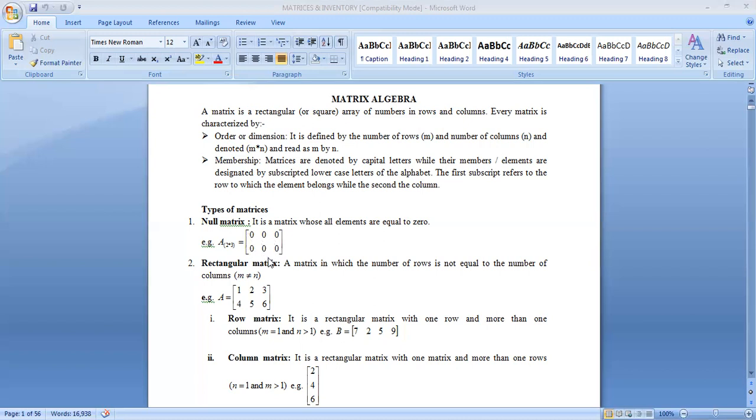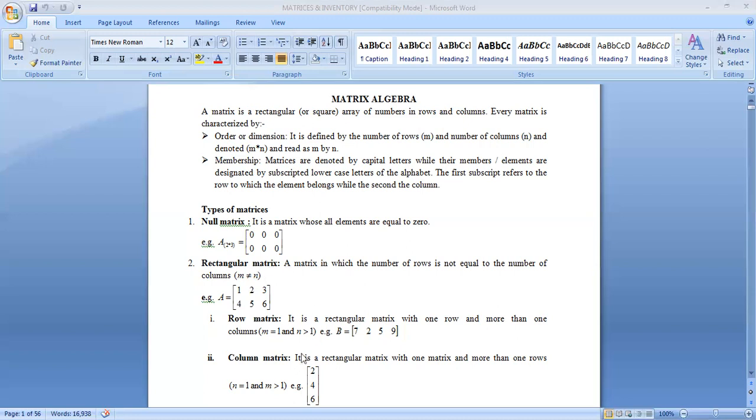All of them are 0. Then we have got a matrix we call rectangular. A rectangular matrix is a matrix where the number of rows and the number of columns are not the same, or they are not equal. So m is not equal to n. Like what we have here, we have got 2 rows, but we have got 3 columns. This is actually a rectangular matrix. We can have another one that maybe has got 3 rows, but only 2 columns. That is still a rectangular matrix.